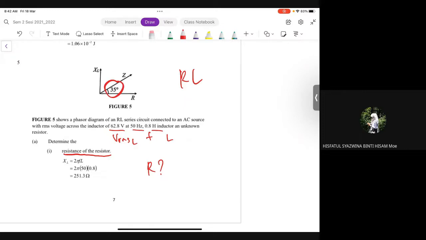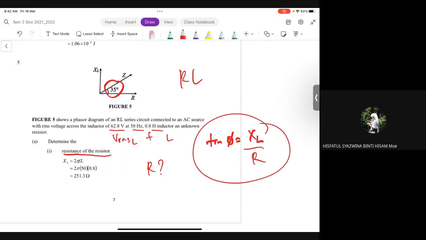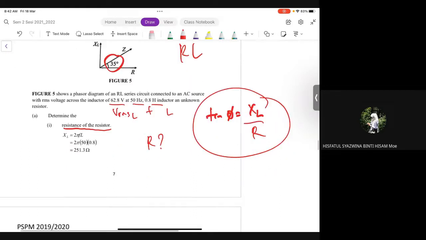Okay, kita kena cari apa dulu. Saya rasa kita akan guna yang ni. Tangent phi sama dengan kita nak cari apa? Resistor kan? XL over R. Kita akan pakai yang ni lah, sebab tangent phi dah ada. XL boleh cari, R kita akan dapat. Okay, so pertama sekali dia cari XL dululah.